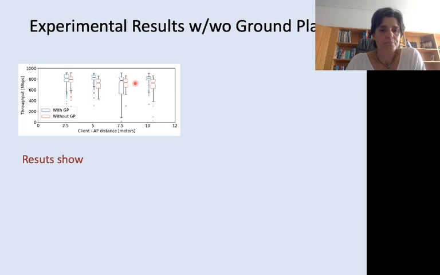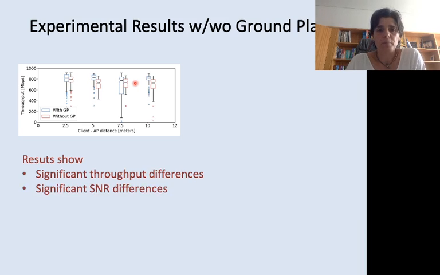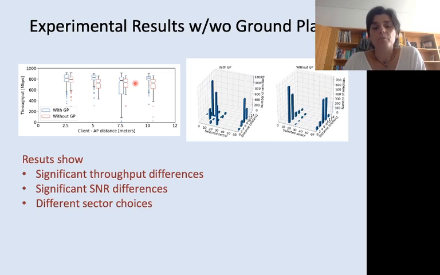I'm not showing it here, but you can see in the paper, we also did a paired test on measured SNR values in both cases, and you can also see a significant difference, so higher received SNR in the case with ground plane, but it's around 1 dB.